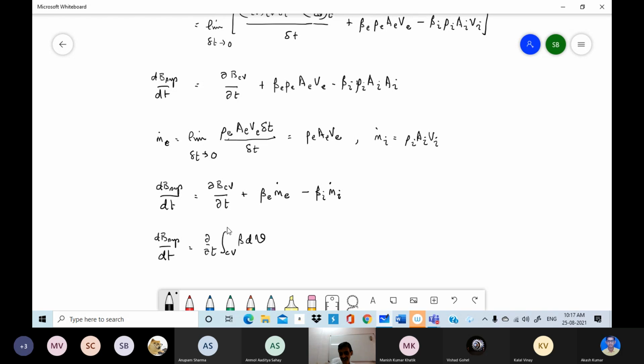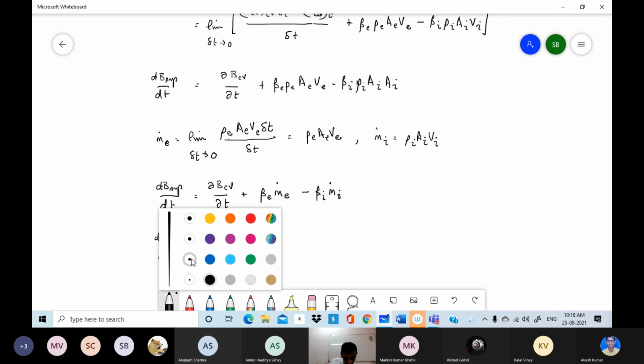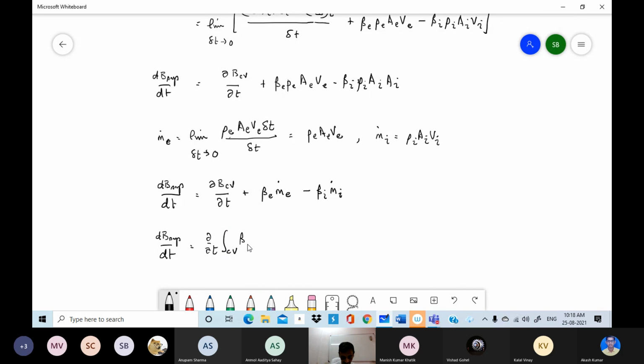You could write this also. B of CV is actually beta rho dV. So this is the value of beta per unit mass, and this is the mass of an element. Integrate that over CV.